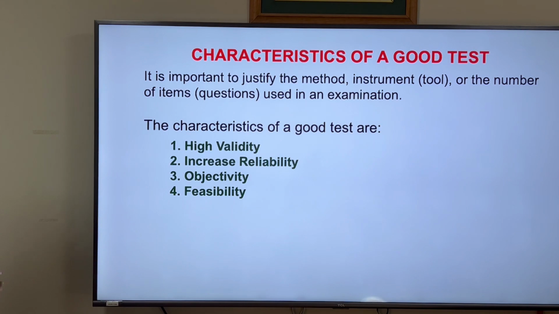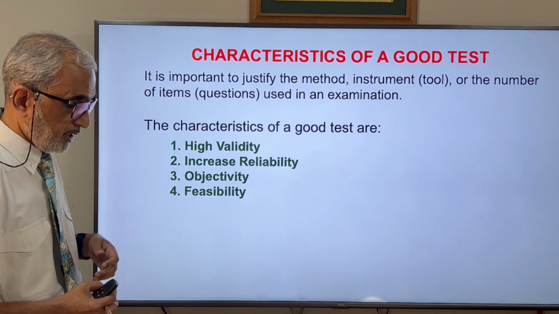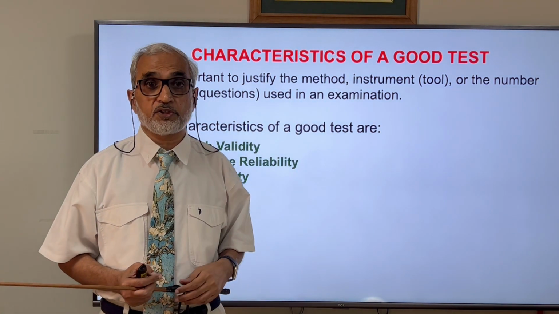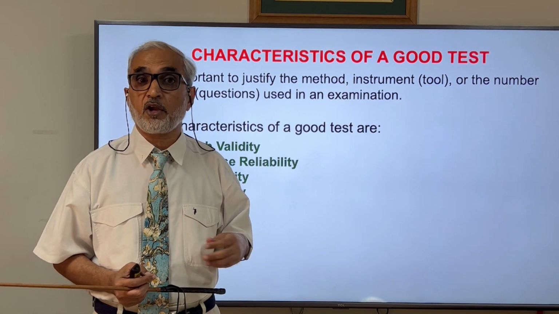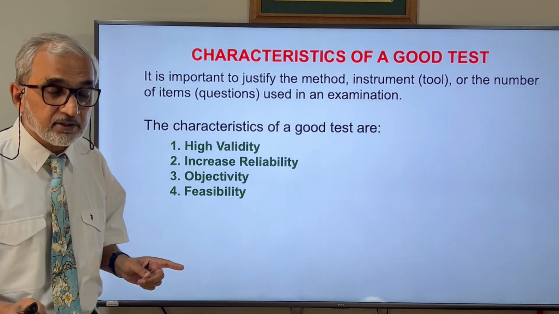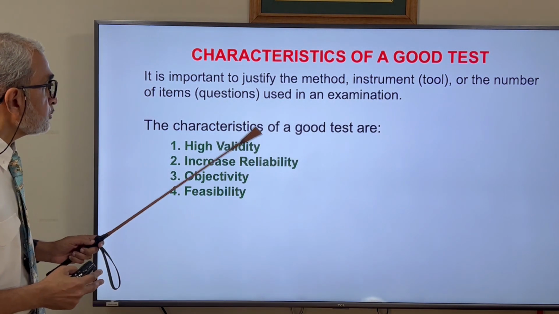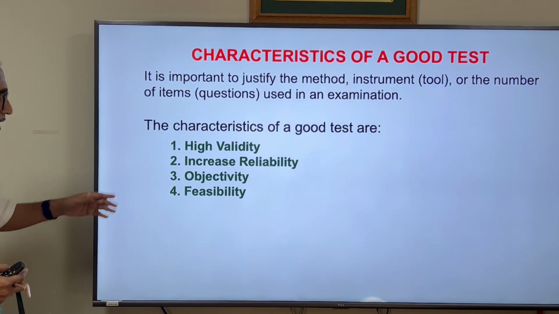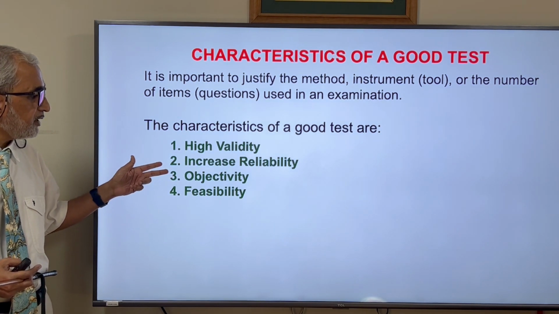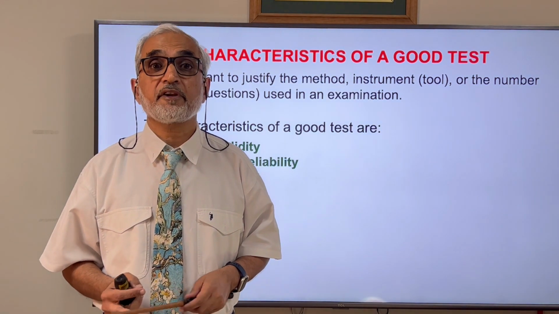It is important to justify the method, instrument, tool or the number of items used in examination, whether we are using an oral method or a written method or a performance-based method, or the instrument or tool, meaning whether you use a short answer question, short essay, long essay, OSPE, long cases, short cases, whatever we are using, and the number of questions in an item, 40 MCQs, 7 SEQs, 14 stations, whatever it is. The characteristics of a good test are that it has high validity, it has increased reliability, it is objective, and it is feasible. These are the characteristics of a good test or examination.